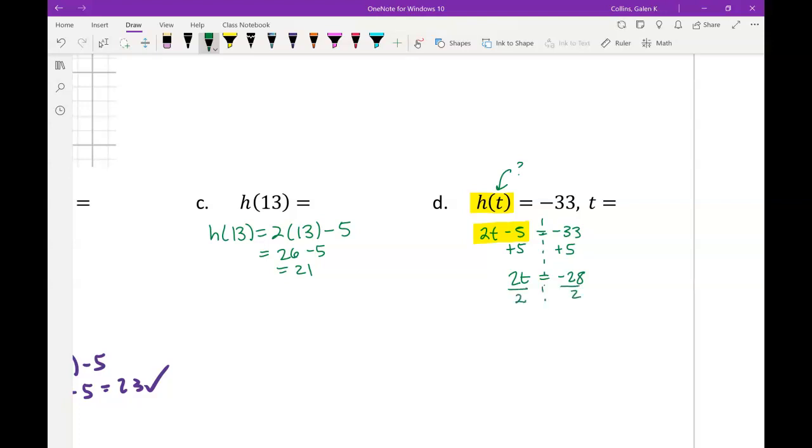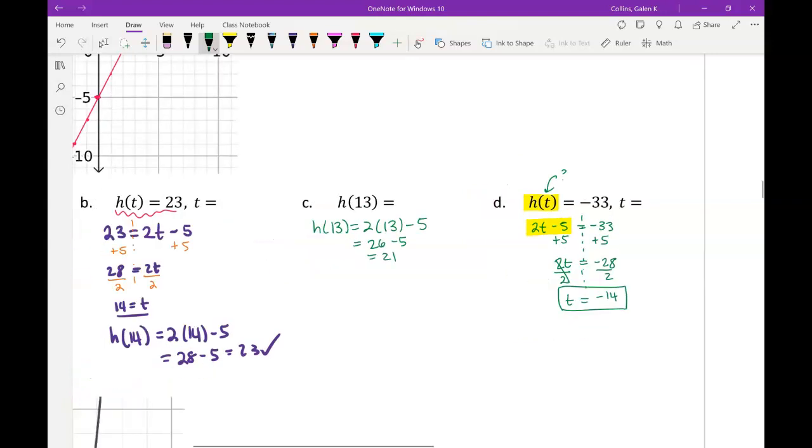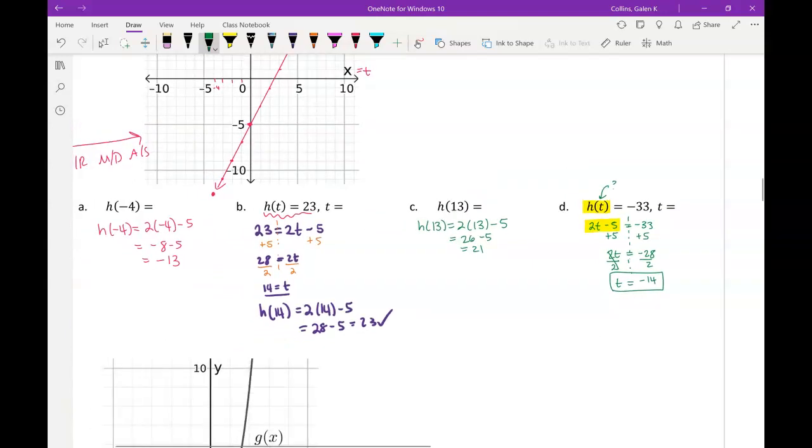And then lastly, we want to unmultiply. So divide. Remember, multiplication and division are inverses. Divide both sides by 2 to get t by itself. So t is negative 14 there.